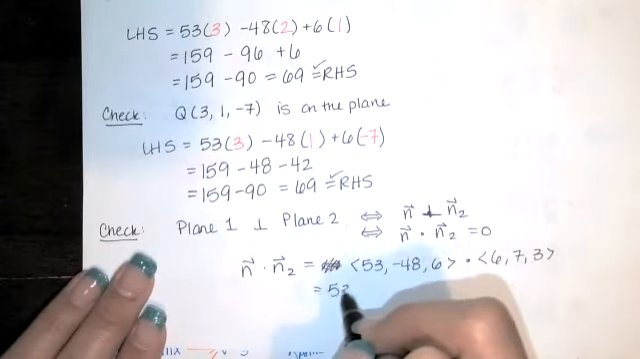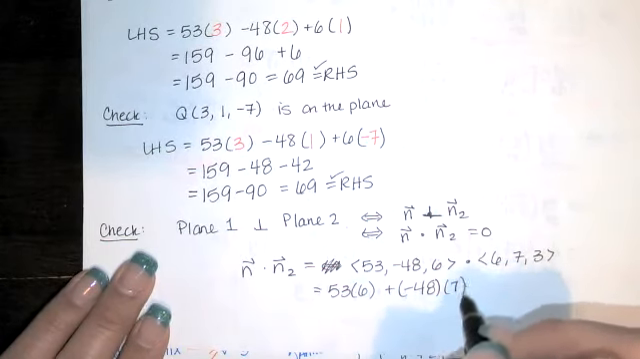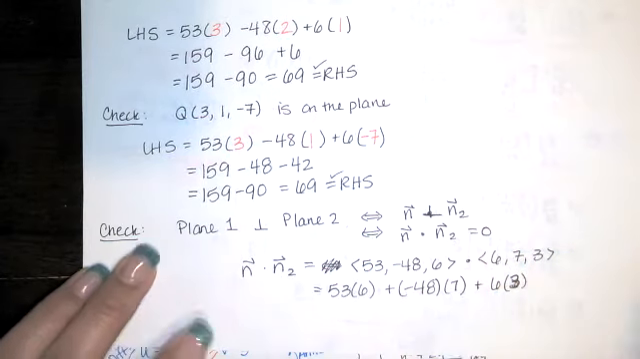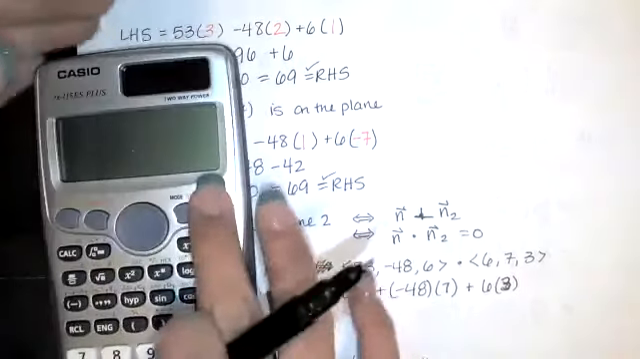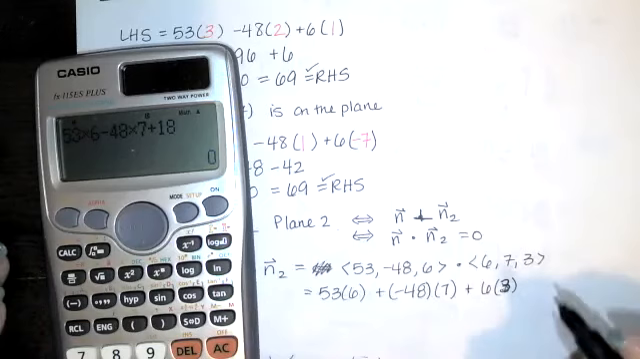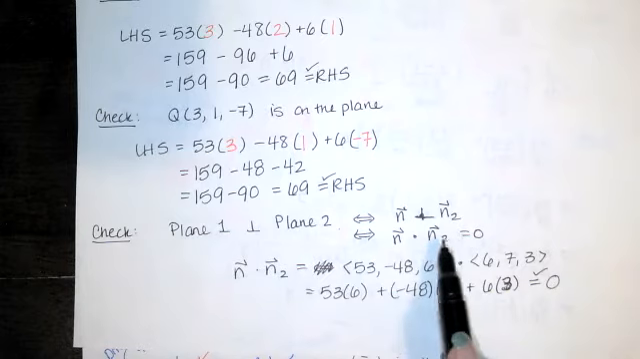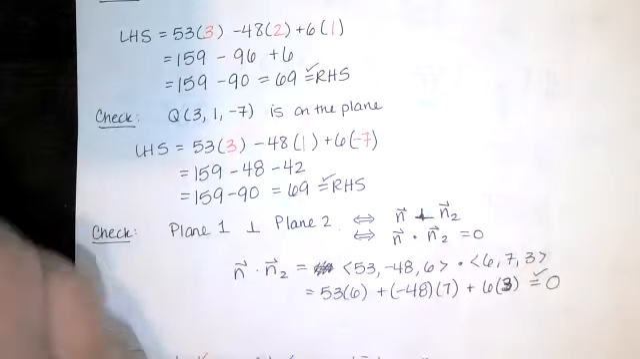We've got 53 times 6 plus negative 48 times 7 plus 6 times 3. And I think I'll just use my calculator for the arithmetic this time. And I get 0, which is what we should get if the two vectors are orthogonal to each other, which means the planes are orthogonal to each other. Okay, so that's it. One more time through the process.